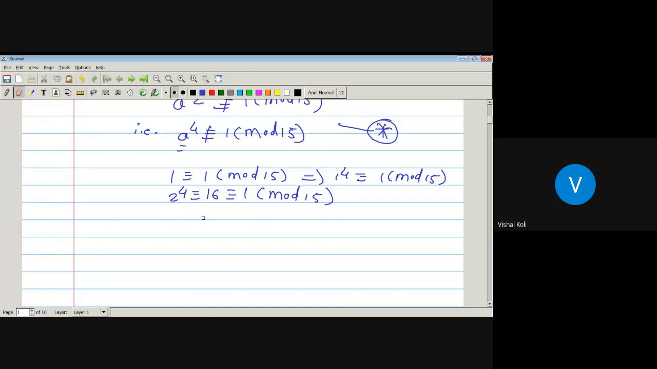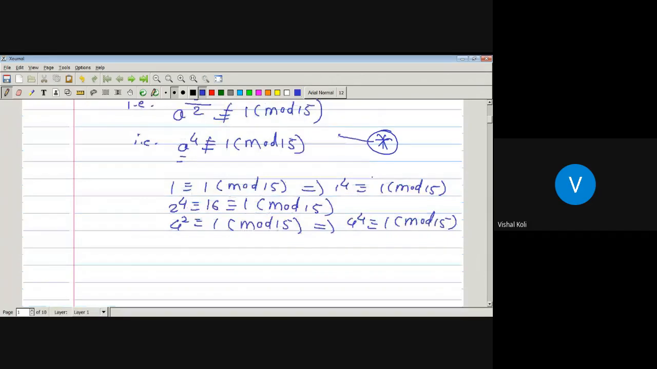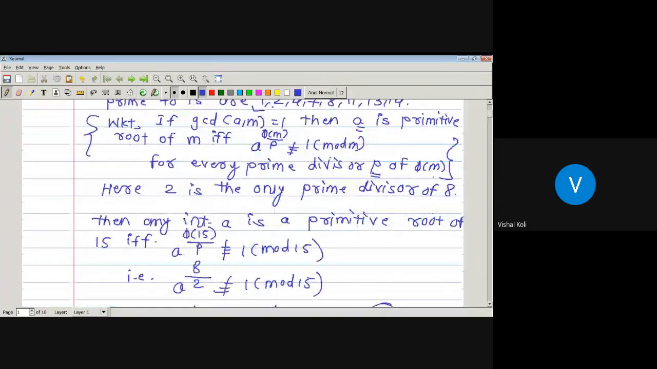Choose 4. 4 squared is congruent to 16. 16 over modulo 15 is 1 modulo 15. That is, 4 raised to 4 is nothing but 1 squared, which is 1 modulo 15. Again here we get 4 to the power 4 is congruent to 1 modulo 15. Then 4 is also not a primitive root of 15. Now the next integers are 7, 8, 11, 13 and 14.